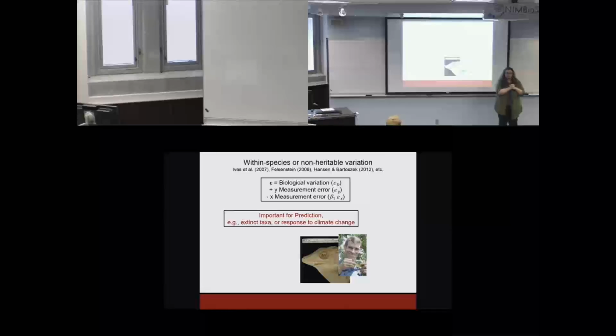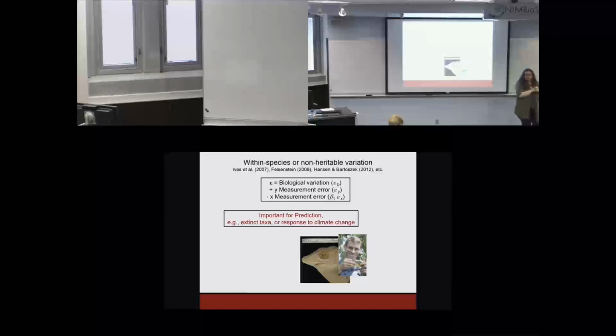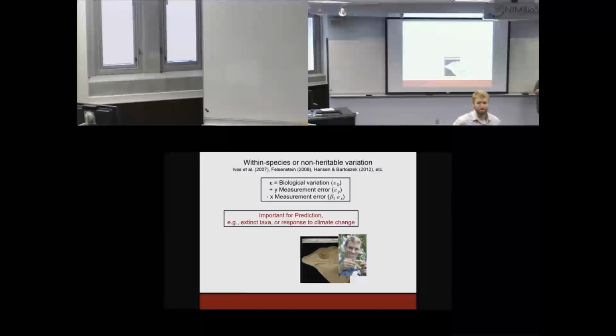So what do you guys think? How do you feel about it? You just heard a couple of different extremes here on the transformation issue. Where do you fall on that? And not even in a phylogenetic context, just in general. Do you transform your data?